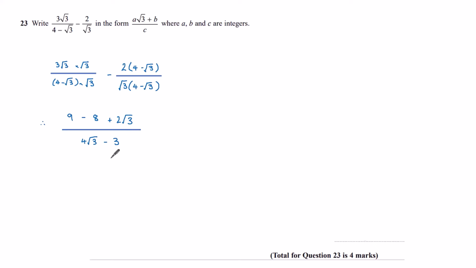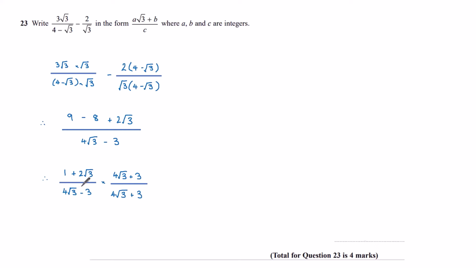So this is looking a little bit nicer, but we can simplify the top here. 9 take away 8 is 1 plus 2 root 3 over 4 root 3 minus 3. Now, we do not want a surd on the denominator of our fraction. And so since we have 4 root 3 minus 3 on the denominator, it's common practice to rationalize this denominator by multiplying by 4 root 3 plus 3 over 4 root 3 plus 3.